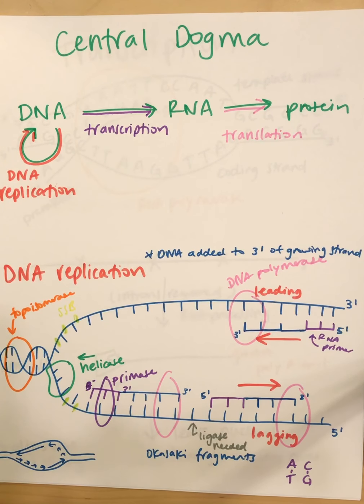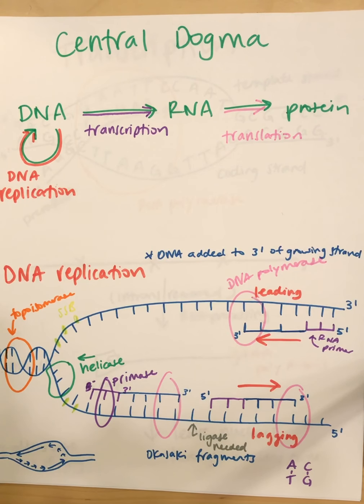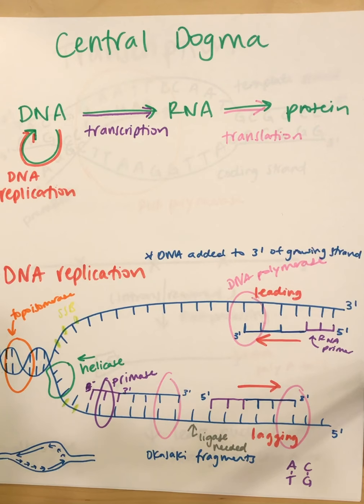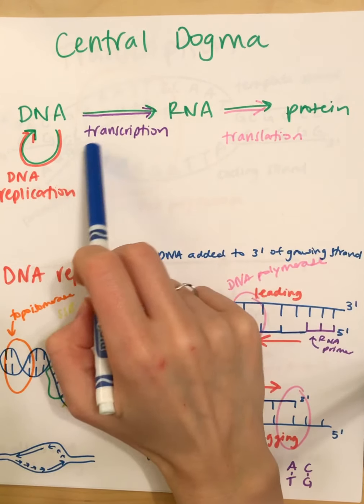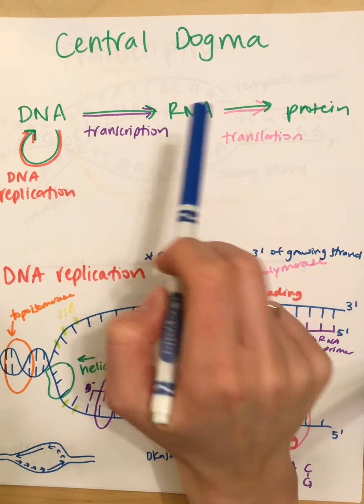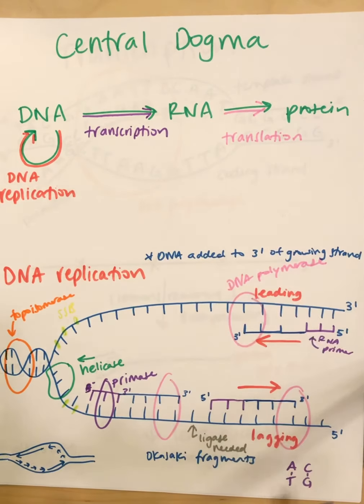In this video, we'll be reviewing central dogma, which is the expression of DNA to protein. This includes DNA replication, so DNA making more DNA, the exact copy, transcription, which is DNA to RNA, and translation, which is RNA to protein.